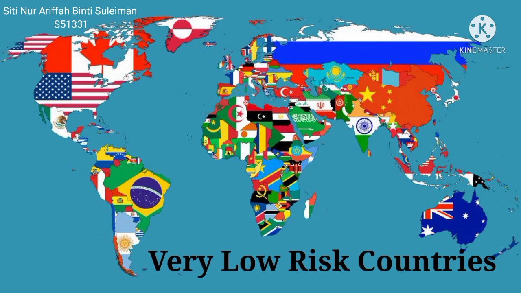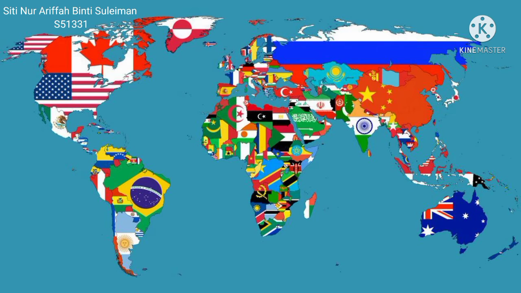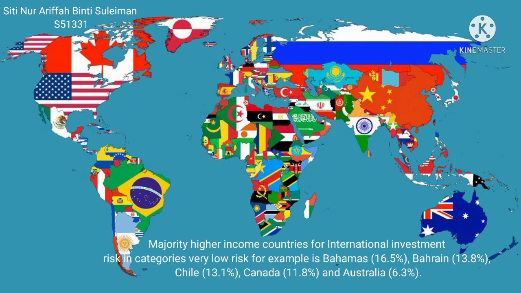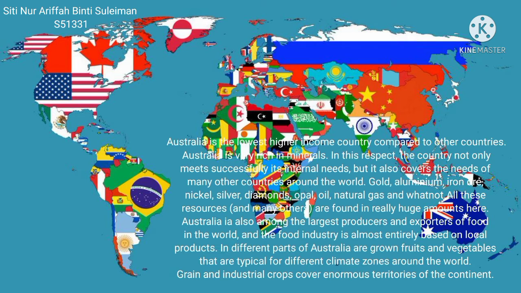The majority of higher income countries fall, for international investment risk, in the category of very low risk, 0 to 20%. For example, Bahamas 16.5%, Bahrain 13.8%, Chile 13.1%, Canada 11.8%, and Australia 6.3%. Australia is the lowest among higher income countries compared to other countries. Australia is very rich in minerals.